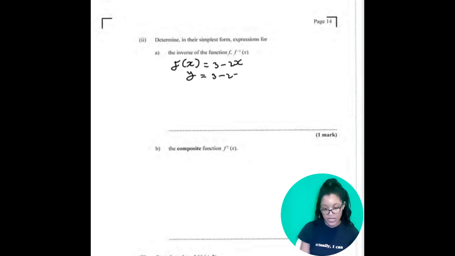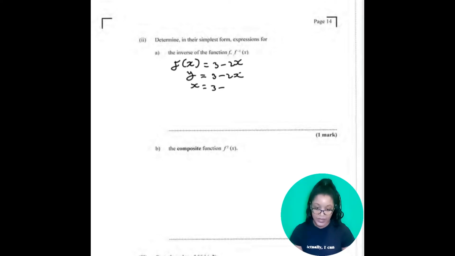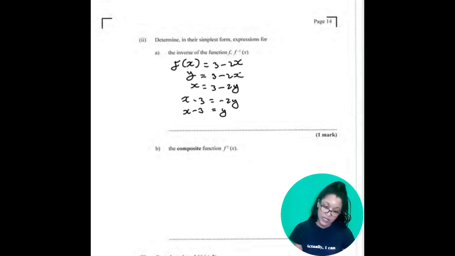We interchange x and y, so you get x is equal to 3 minus 2y. Now we make y the subject of the formula. So we send the 3 to the other side, so it will be x minus 3 is equal to -2y. So x minus 3, all divided by -2, is equal to the f inverse function.